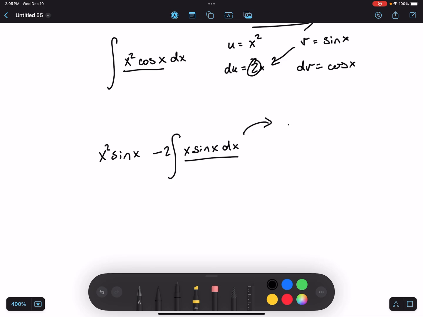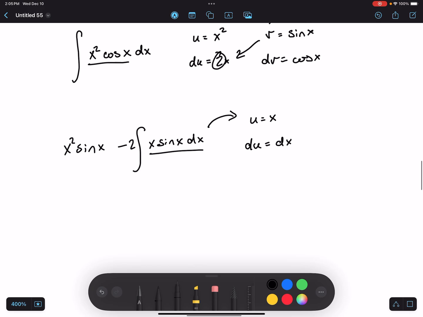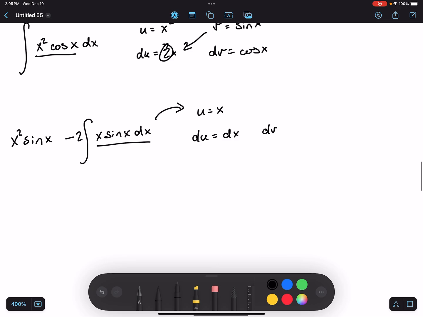And once again, we'll let u equal x. The derivative of u here is simply the derivative of x. And then we'll do dv equals sine x. And of course, when you integrate sine x, you're left with negative cosine x. And so, yet again, since we're doing integration by parts, we'll go across and then down over.